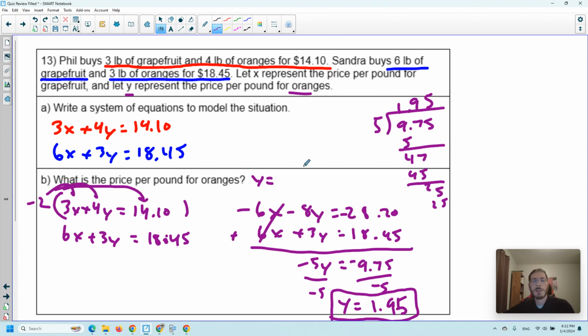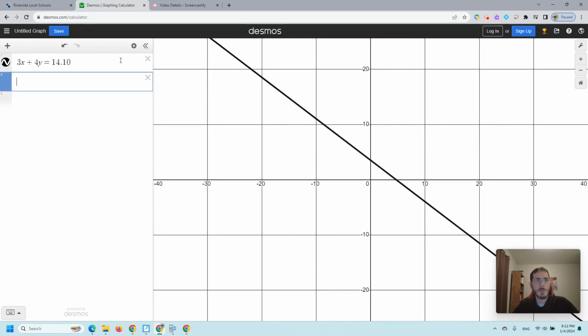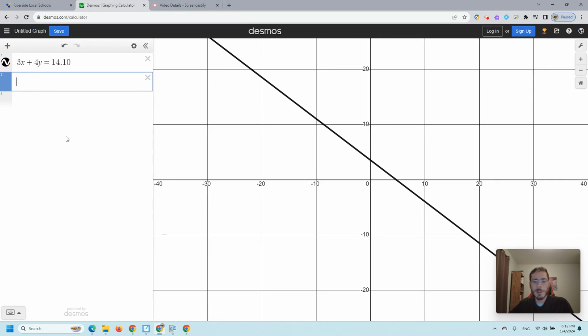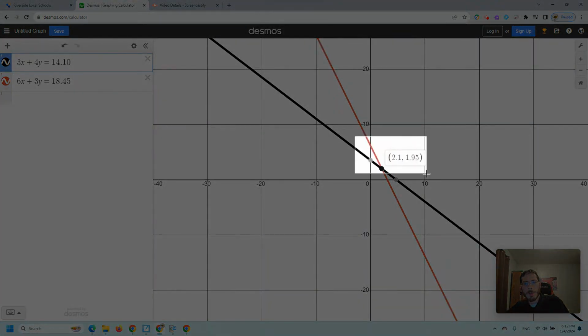So just to double check, I'm going to go ahead and make a graph. So 3x plus 4y is 14.10. And then for the other equation, we got 6x plus 3y equals 18.45. All right, my graph looks kind of weird just because I still have it all set to the other question that we did. And yeah, we can see we do get the same answer for y.